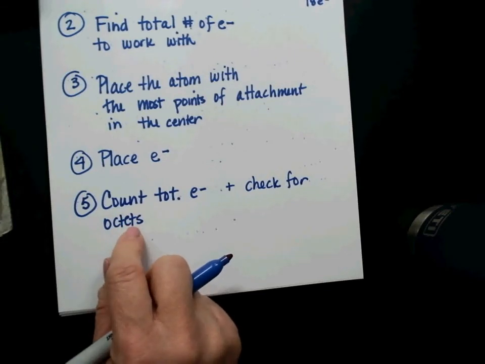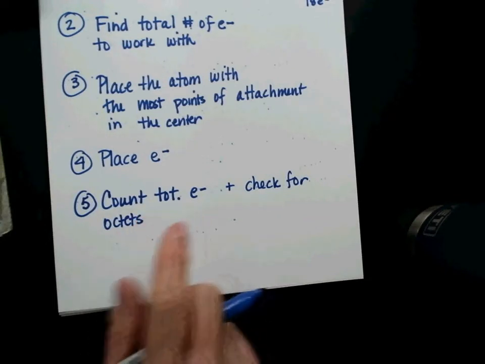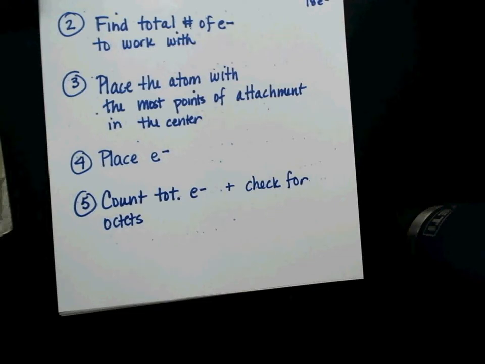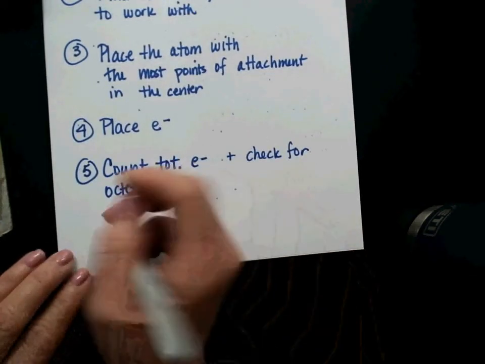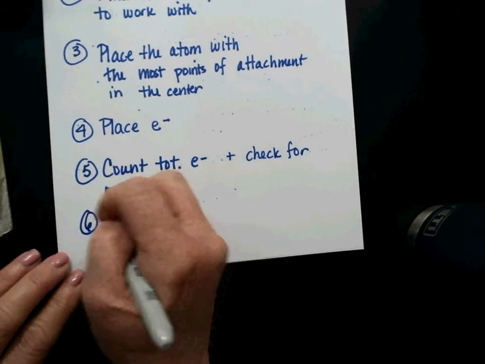This is where I saw the biggest problem. We had some elements that had way more than an octet. We had some that had less, and we had some whole structures that had more electrons than they should or less electrons than they should. So that's the thing that you always want to check.